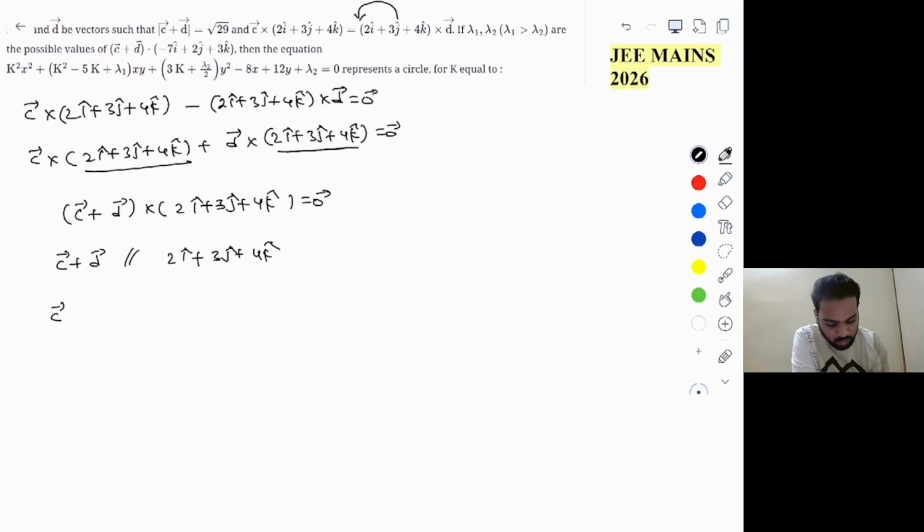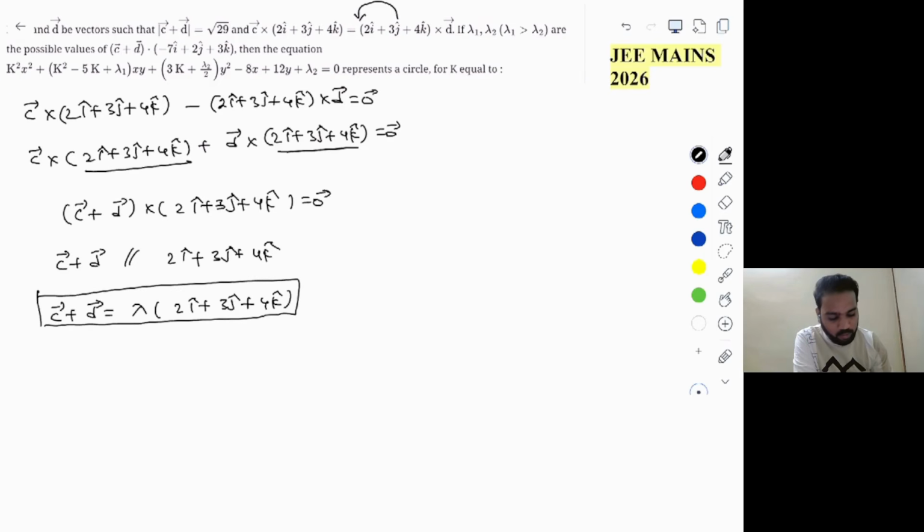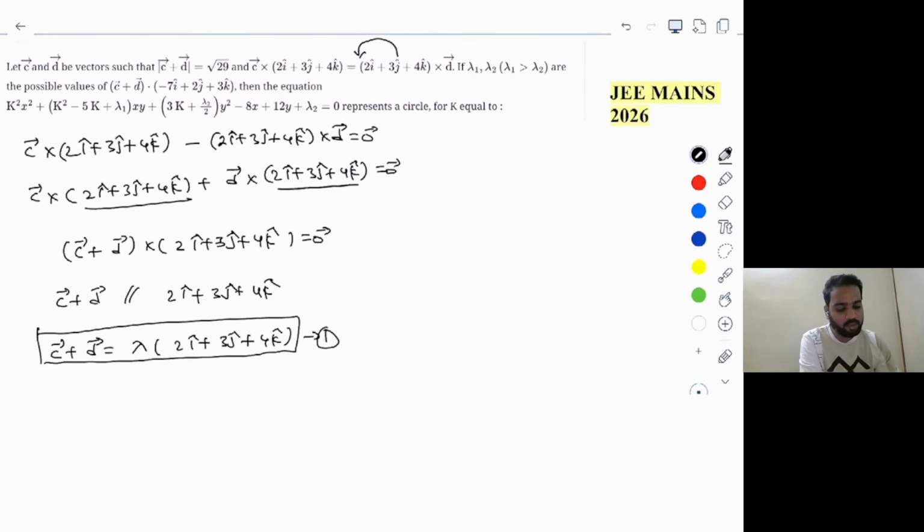So which means I can write down this one as C bar plus D bar is equal to lambda times of 2i cap plus 3j cap plus 4k cap. Okay. Now let's take it as equation number 1 and keep it aside because we are going to need this in the next part of the question. Now let's continue the question.